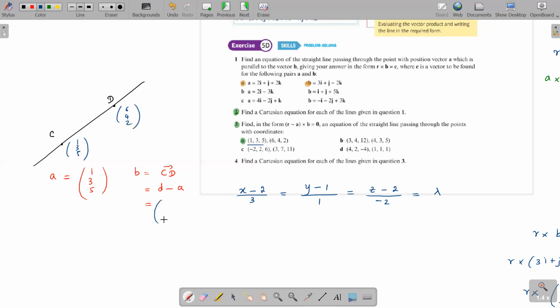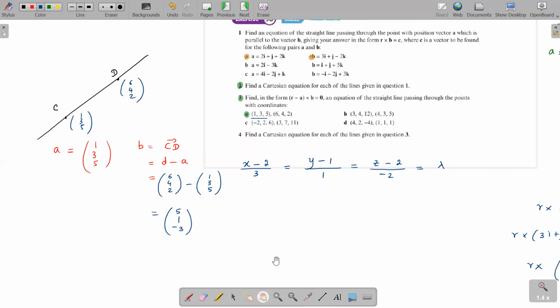So D minus A, D is 6, 4, 2 minus A is 1, 3, 5. So 6 minus 1 is 5, 4 minus 3 is 1, 2 minus 5 is minus 3. So this is the vector B.